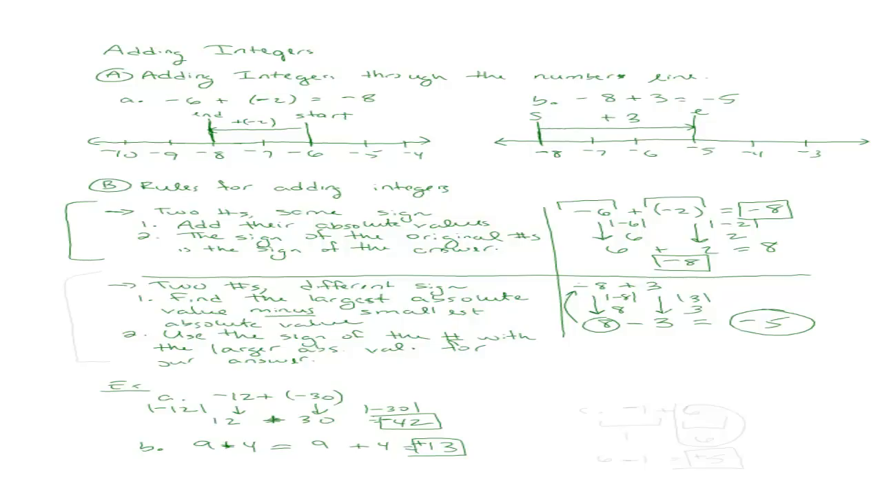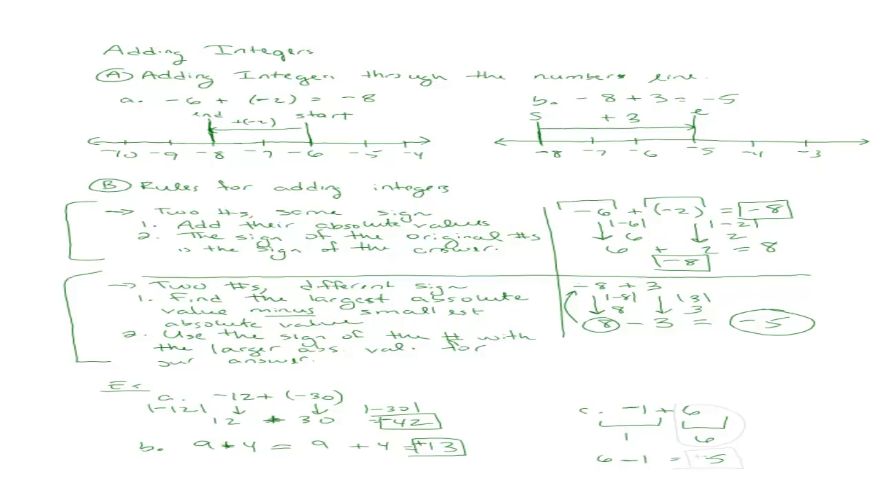Okay, so say we have now negative 1 plus 6. Here we have two numbers, different sign. So two numbers, different sign is the second set of rules. So step 1 says to find the largest absolute value minus the smallest absolute value. So the absolute value of negative 1 would be 1. The absolute value of 6 would be 6. 6 is bigger than 1, so we're going to take the largest absolute value minus the smallest absolute value. That's going to give us 5. So that gives us our numerical answer.